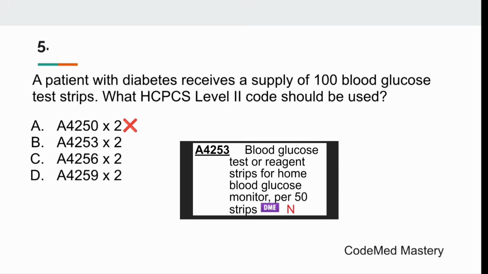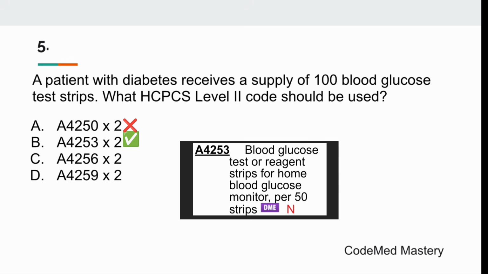Coming to option B, A4253, it is for blood glucose test or reagent strips for home blood glucose monitor per 50 strips. In the question also they have given blood glucose test strips, but they have given 100 blood glucose test strips. But the code A4253 is for per 50 strips. Since the patient in the question receives 100 strips, we will code A4253 twice, because each unit is equal to 50 strips. The right answer will be option B.